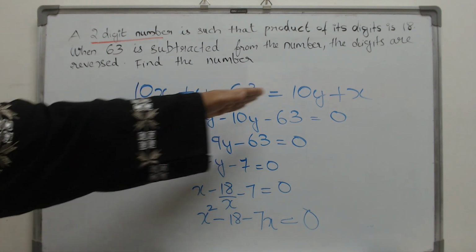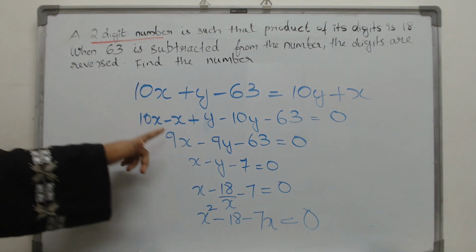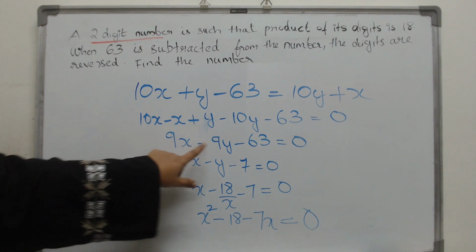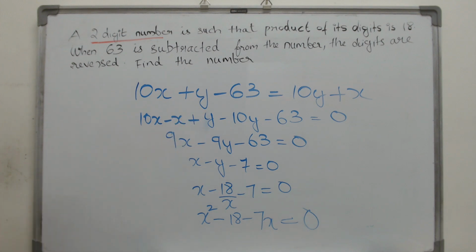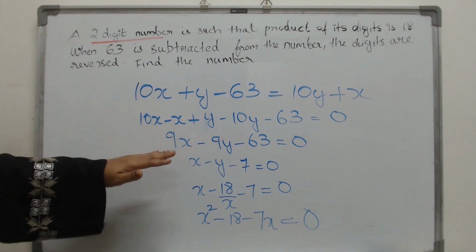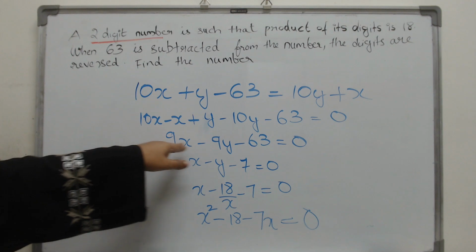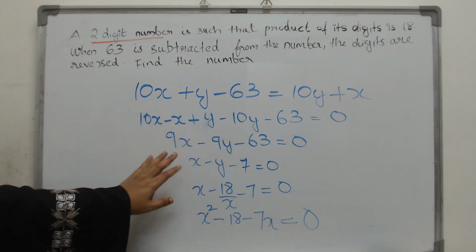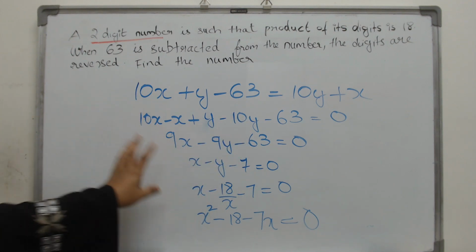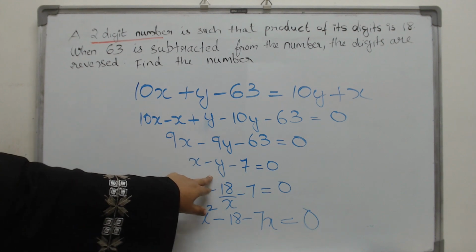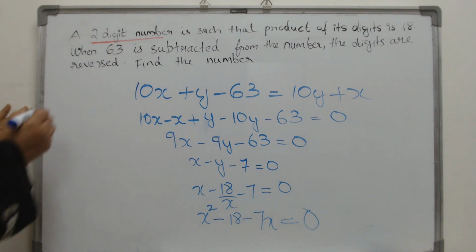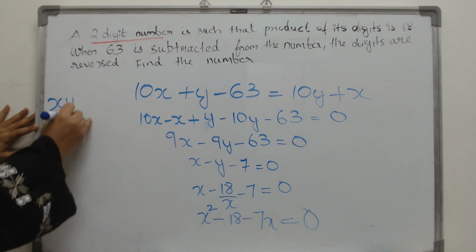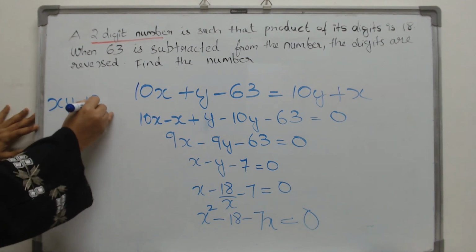Now bring all the terms to one side. Then you will get such an equation. See, all of them are divisible by 9. Always make your life easy. Try to bring it to the lowest terms. Divide throughout by 9. You get such a neat, small, beautiful equation. Now what does your first sentence tell you? What is the first condition? The product of the digits, which means x into y is 18.